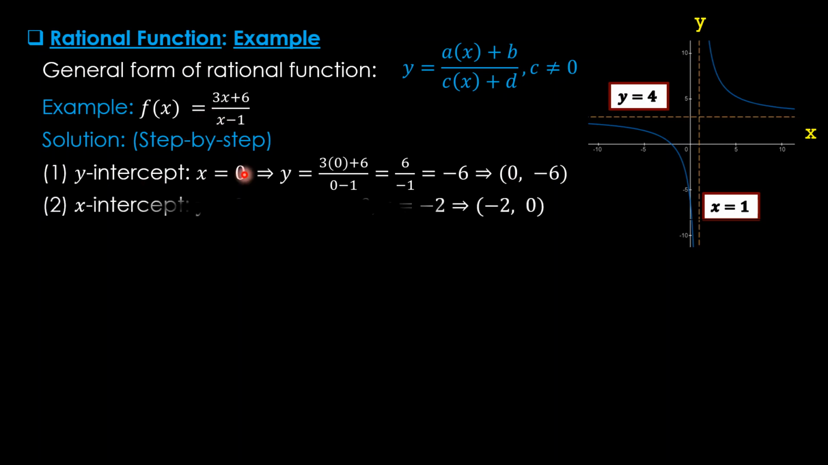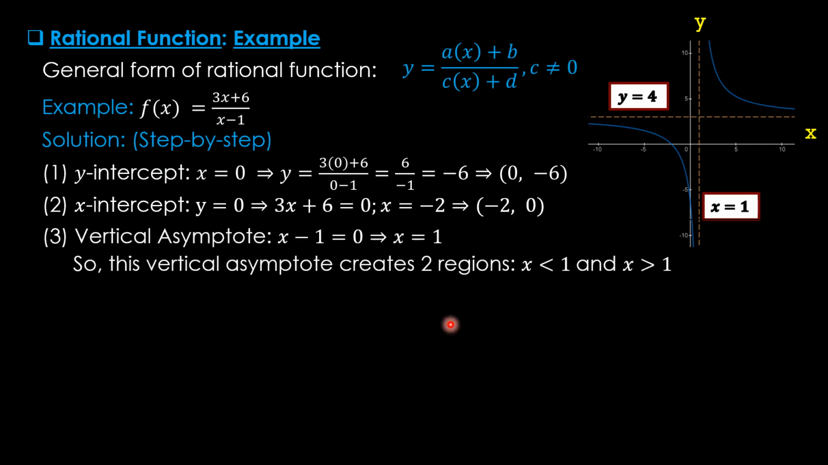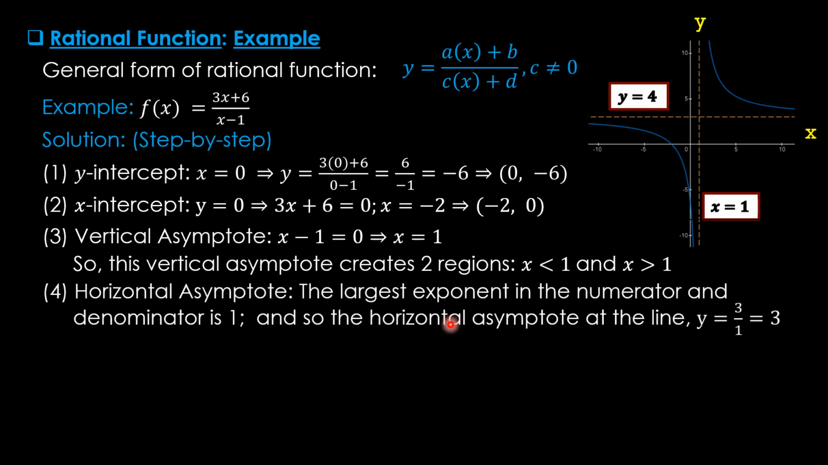Similarly, in order to find the x-intercept, we substitute y equal to 0 in this graph, and we can find x equal to minus 2. So (minus 2, 0) is the x-intercept of this graph. Then we can draw the graph, and we can see vertical asymptote x equal to 1, and the horizontal asymptote we can find y equal to 3. So x equal to 1 is the vertical asymptote, this dotted yellow line, and y equal to 3 is the horizontal asymptote.